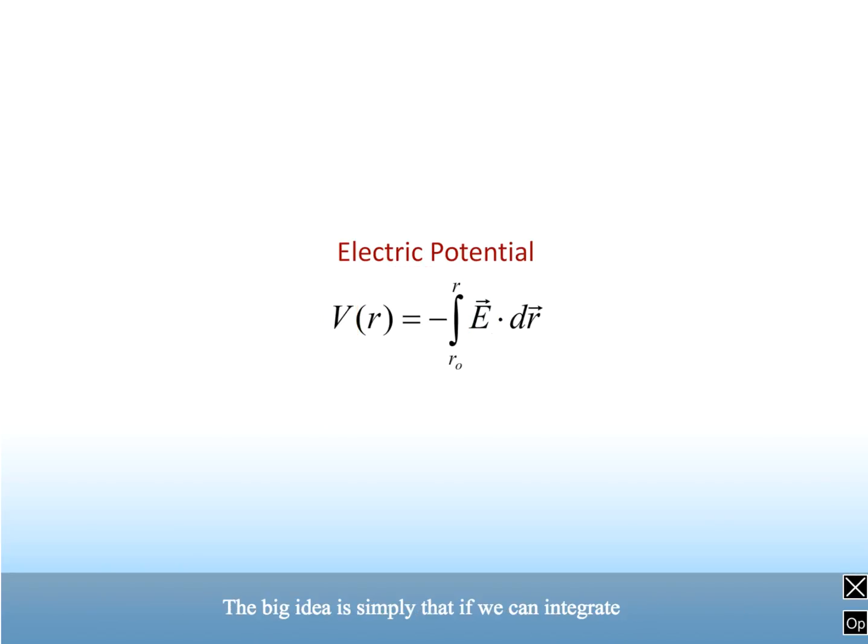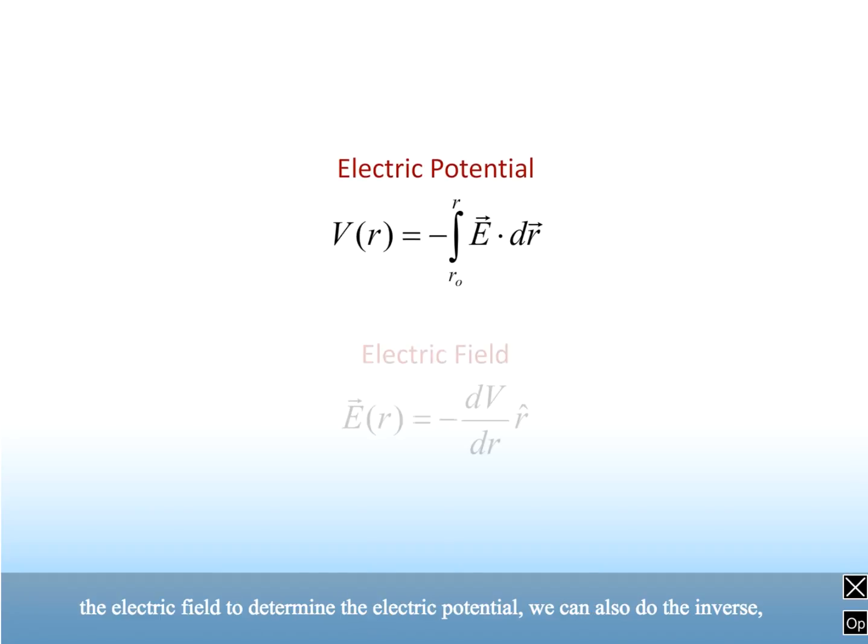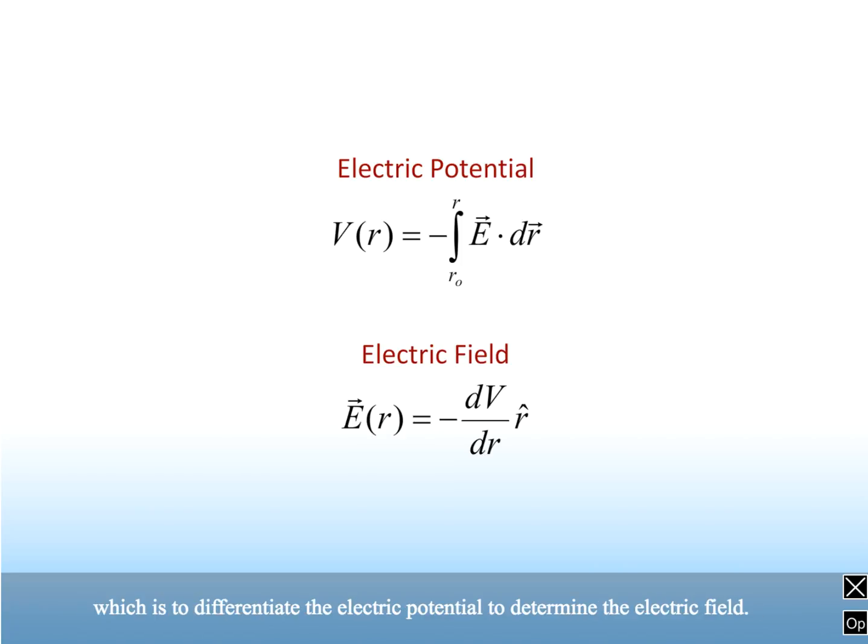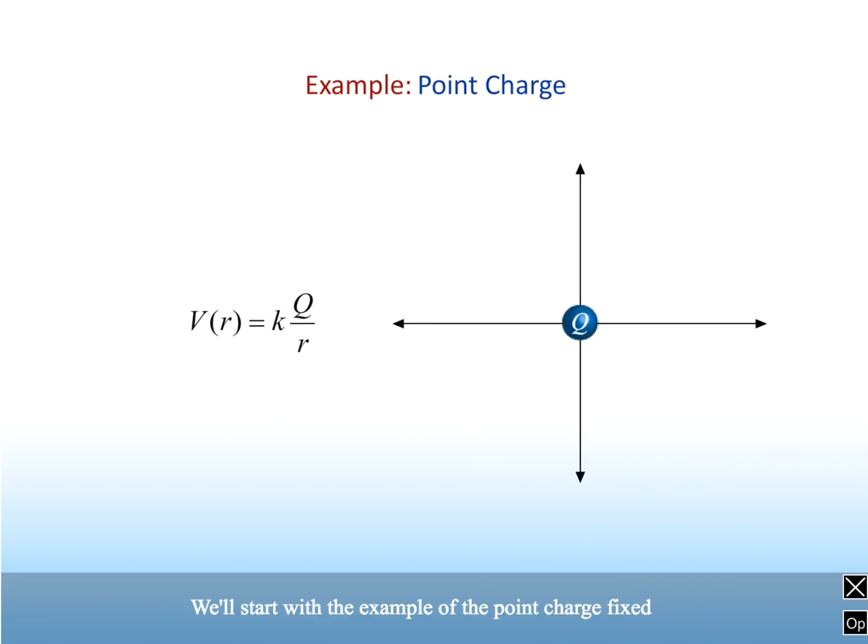The big idea is simply that if we can integrate the electric field to determine the electric potential, we can also do the inverse, which is to differentiate the electric potential to determine the electric field. We'll start with the example of the point charge fixed at the origin that we discussed in the last slide. Namely, choosing the zero of potential at R0 equal to infinity yields the simple expression for the potential, V(R) = kQ/R.